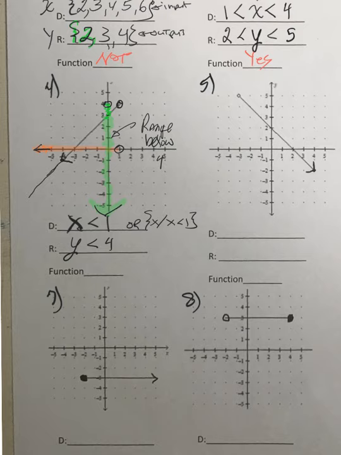Or if you want to, you can write fancy y such that y is less than 4, if you want to use fancy set notation. If that's too much for you, you can just leave it as y is less than 4.